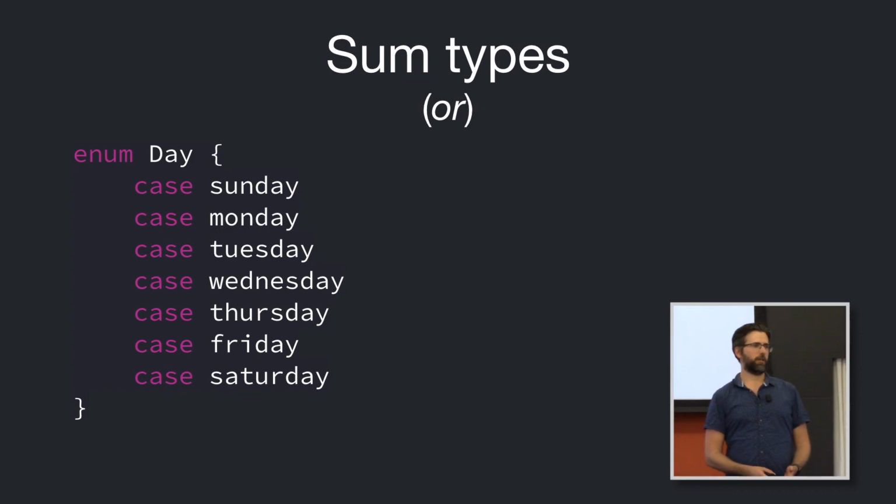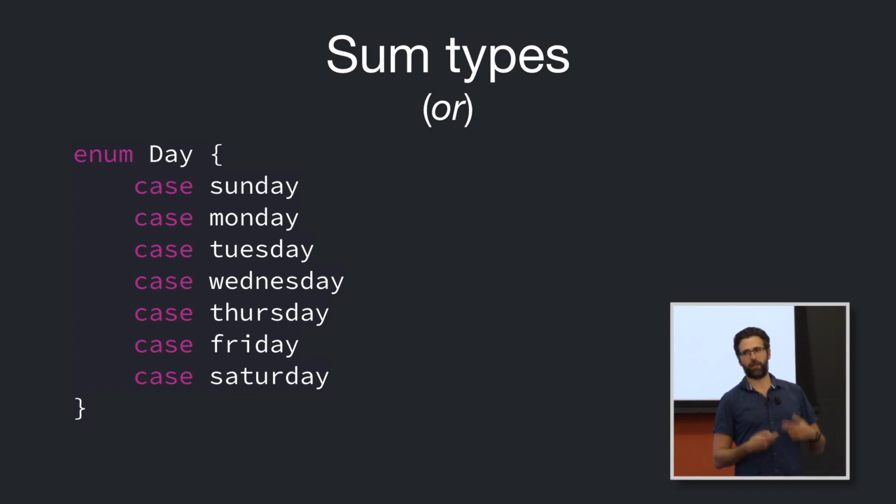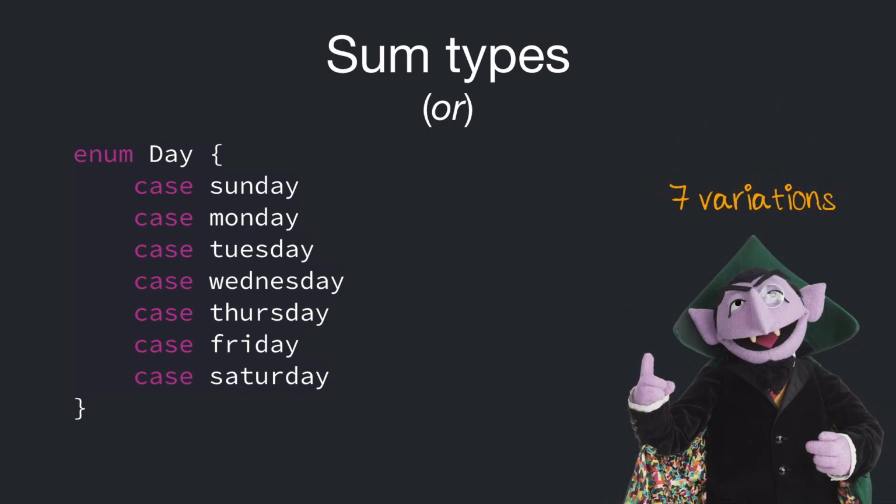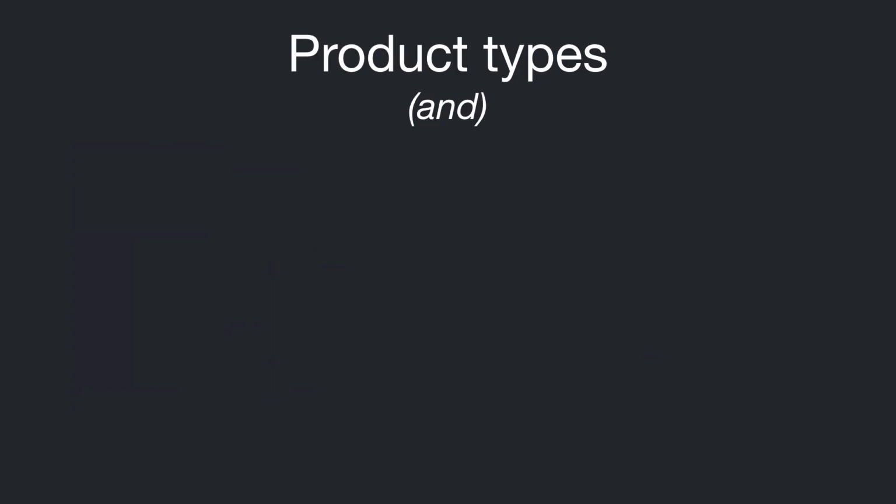And people may also say they're like OR types, right? Like a day is either Monday or Tuesday or Wednesday. So when you have OR data, you can use an enum. And if we were to look at the amount of variations that an enum can be, we can basically count the variations. And who's better to help us count than the Count? And there are 7 variations in this enum. So let's take this one step further.